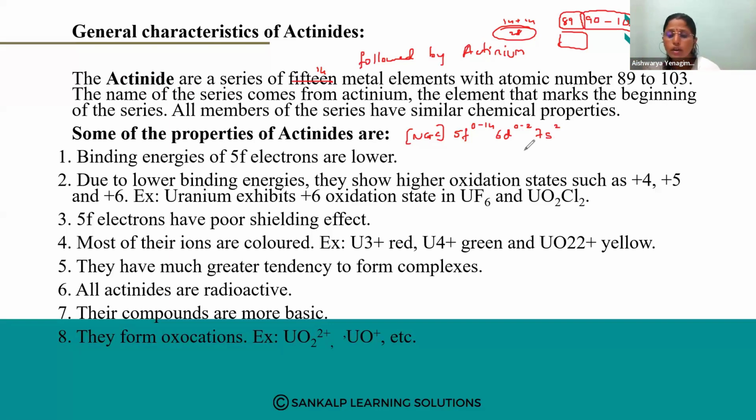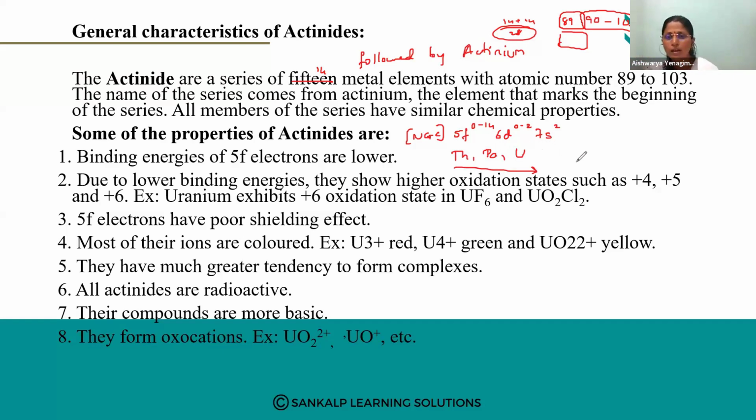Naturally occurring actinides are thorium, protactinium, and uranium. The first three elements in the series are naturally occurring, and they have relatively long half-lives. When we talk about radioactivity, we come into the context of half-life. Half-life is the time at which half of the concentration of that particular element has disintegrated. That is why we call it half-life. So the elements at the beginning of the series have relatively long half-lives.